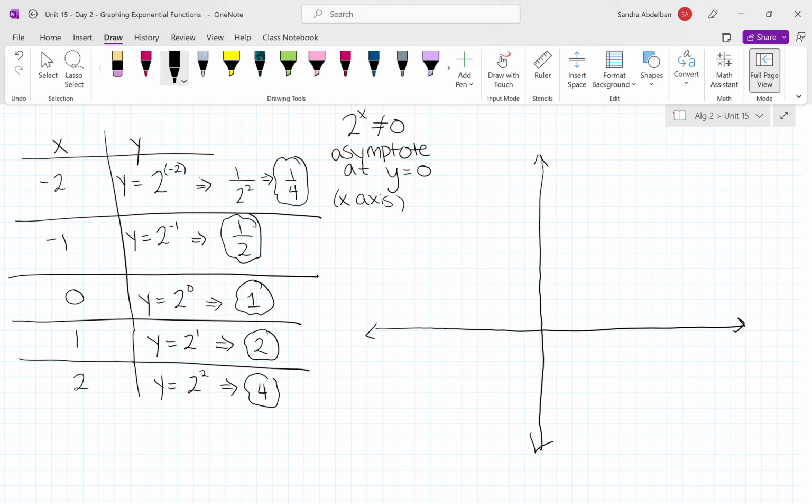All right, let's plot these points. So we are at -2, 1/4. So I'm going over -2 and up just a little bit. It's an estimate. And then we have -1, 1/2. So over -1, up 1/2. Then we have 0, 1. And then we have 1, 2. And then we have 2, 4. And we know the x-axis acts as an asymptote, so we're looking something like that.